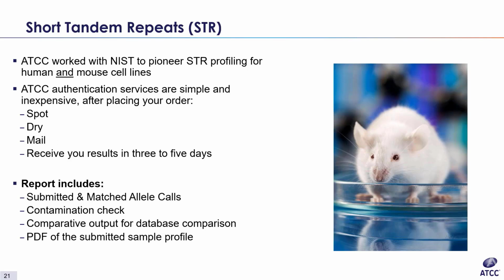To take advantage of this service, simply receive a sample packet through the mail, spot cells onto a paper insert, and mail back. You will receive a report that includes the STR profile of your cell line, a comparison of your cells against an STR profile database, electropherograms supporting the allele calls at each locus, and a complete interpretation of the results. I would also like to note that when you get back into the lab, now is a good time to start with freshly authenticated cells, and we now offer human and mouse authenticated cells.